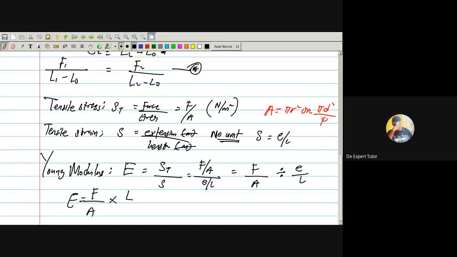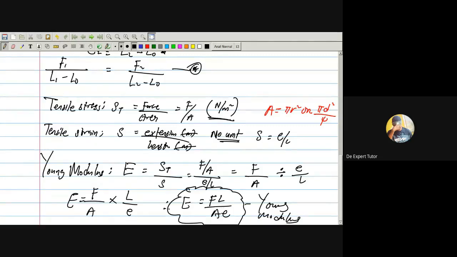So we have what? Length over what? Extension. So therefore, to find our Young modulus, we say FL over AE. That's Young modulus. So force, this length, this area, and this is what? Extension. Okay.